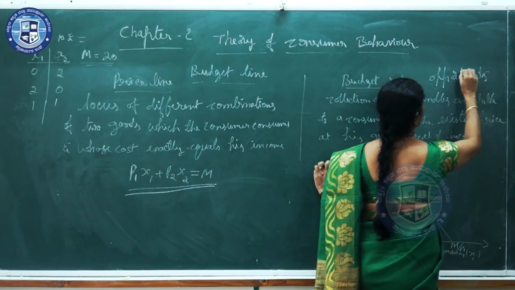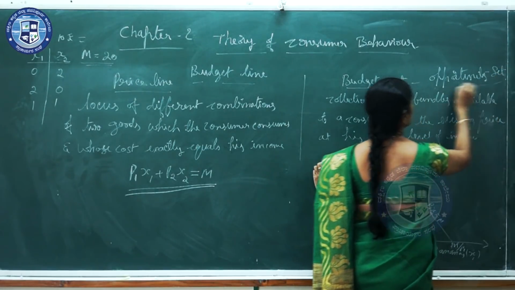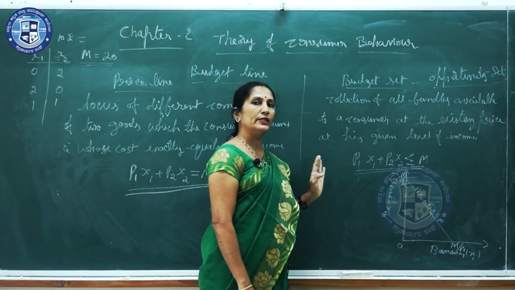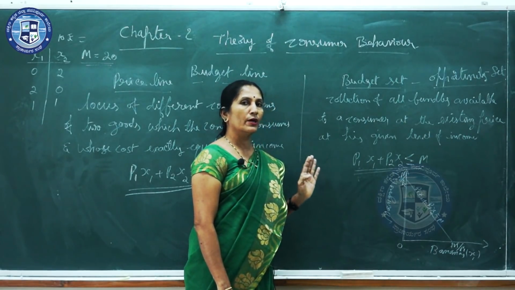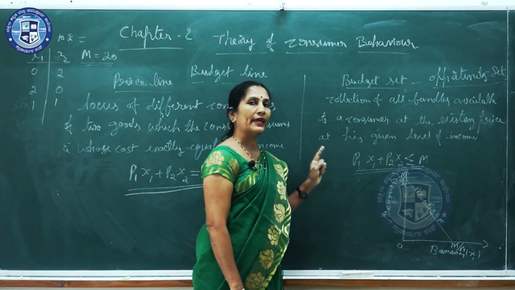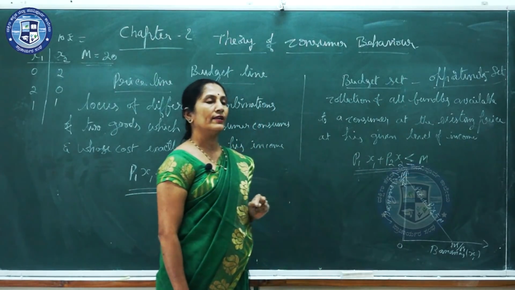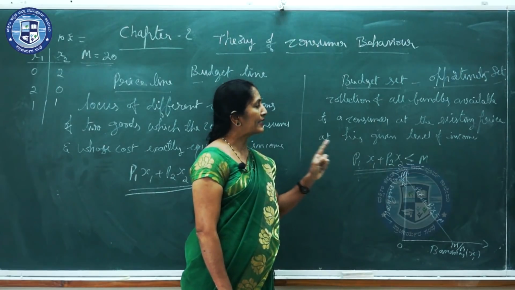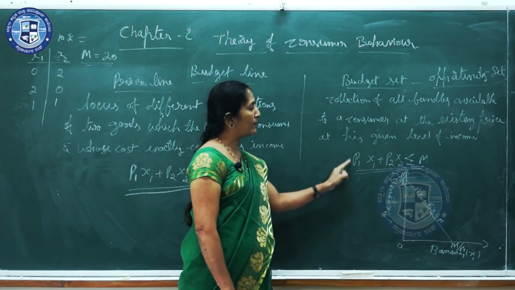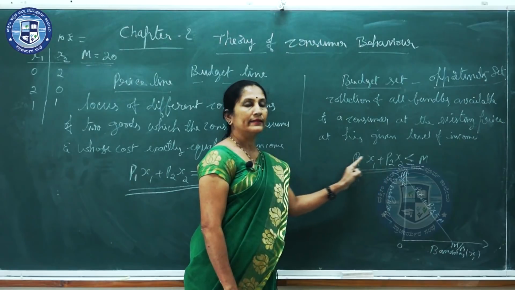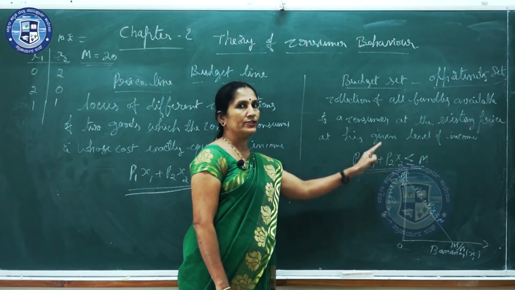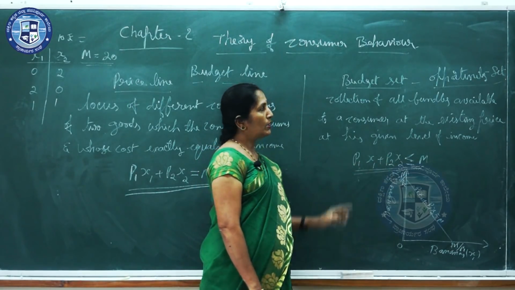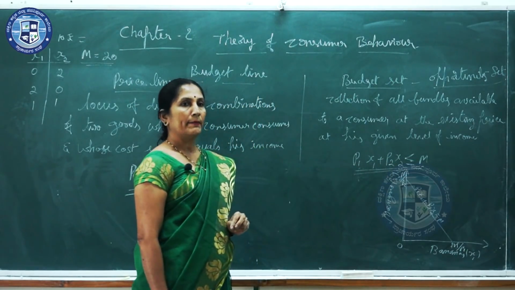It is also called the opportunity set. That is, it includes all the possible combinations of the two commodities which the consumer can purchase with his level of income and at given market prices. The market prices we write as P1, P2, and the quantities of the commodities we write as x1 and x2. So this is called the budget set.